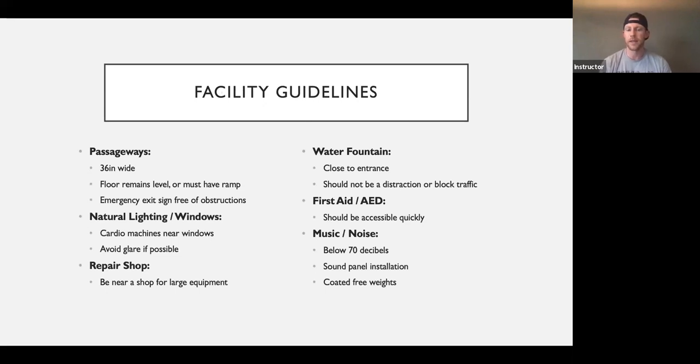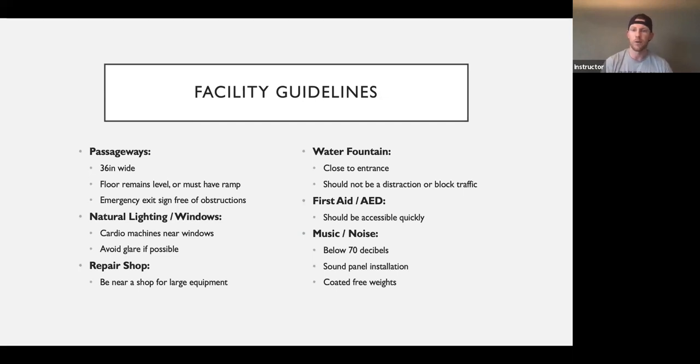Okay, so here are some guidelines. Again, don't forget the numbers, but you don't have to memorize all of them. The whole test isn't just these things. Passageway, so walking through, right? At least 36 inches wide. The floor has to remain level or it must have a ramp. Emergency exit signs must be free of obstructions, right? You can't have emergency exit signs covered up, things like that. Natural lighting in windows, right? They recommend cardio machines near the windows, but also avoid glare as much as possible. Repair shop: be near a shop for large equipment.